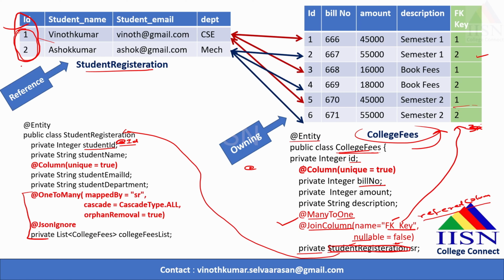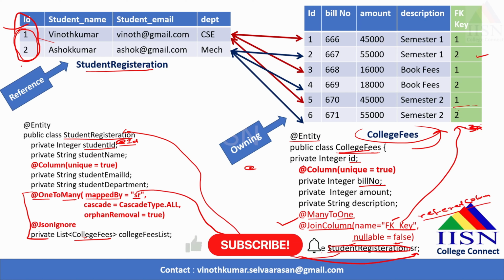Now moving to this parent entity. Inside this we give the annotation called @OneToMany. That is, one student registration is going to be mapped to many college fees. So that is one to many. What does mappedBy mean? It refers to the SR, the value which we gave here. So it is going to map to this particular one. And then cascade, cascade all.